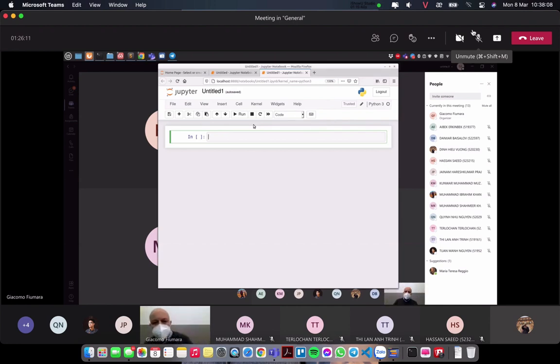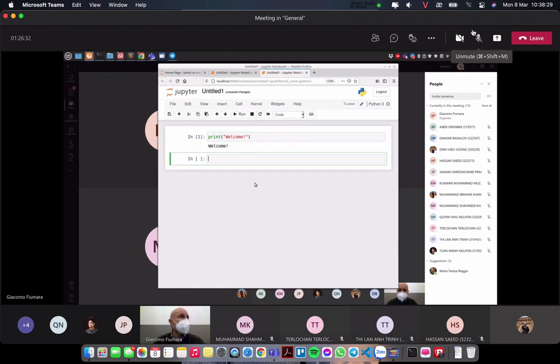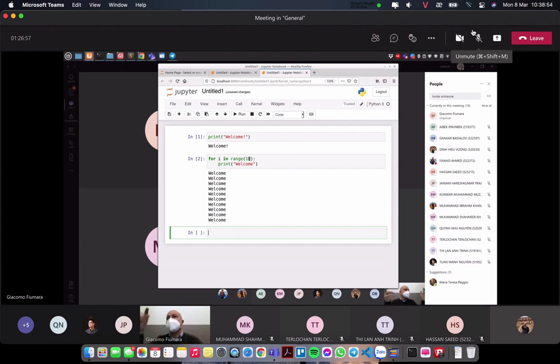Okay. And this can be used for our coding purposes. For example, print welcome, and then run, and this is the result. Okay, so of course, you may insert longer fragments of code.